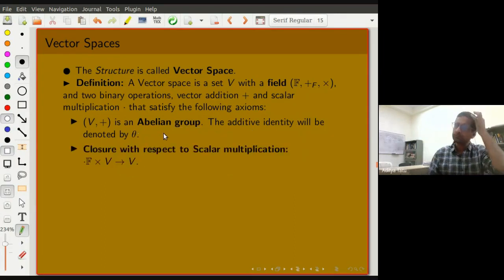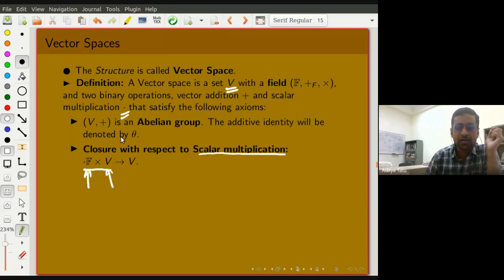Okay, next axiom is with the scalar multiplication. In an abelian group, remember there is a closure property. So similarly, the set V must be closed with respect to the scalar multiplication. Now, scalar multiplication is not defined on two elements of V. The scalar multiplication is defined as a binary operation whose first argument comes from the field and the second argument comes from the set V. There is a typo in the notation here, it should be this. The scalar multiplication takes elements from F cross V, the Cartesian product of F and V, and it should give you back an element in the set V.